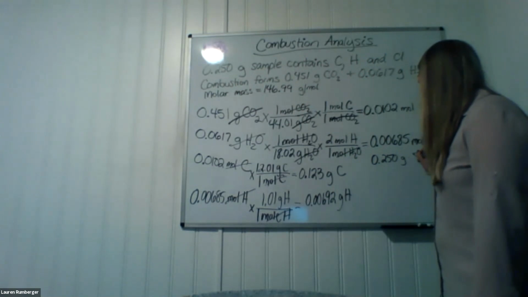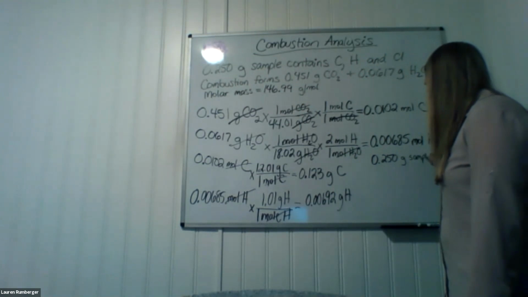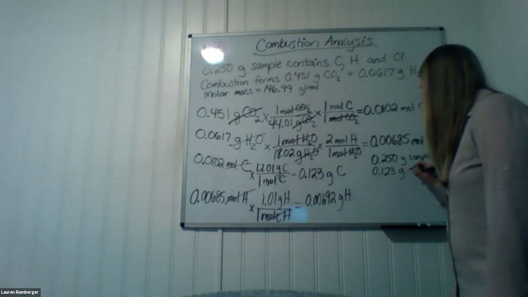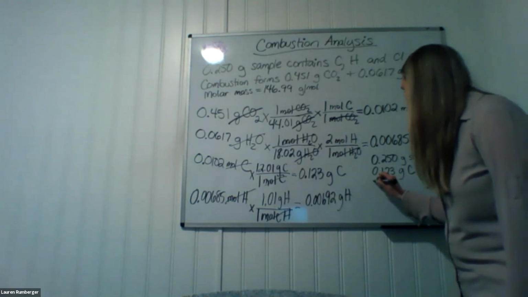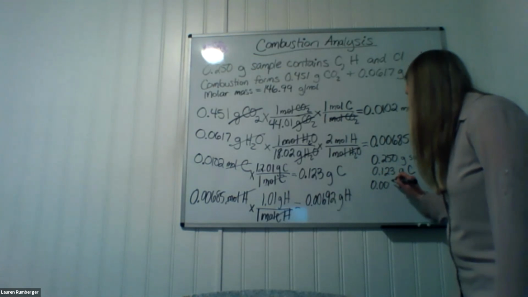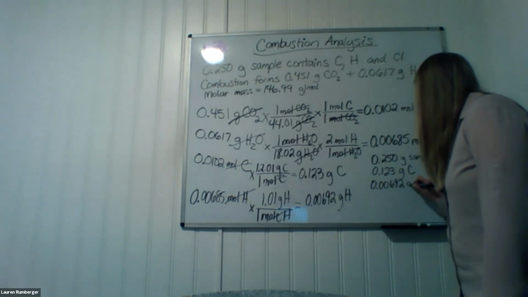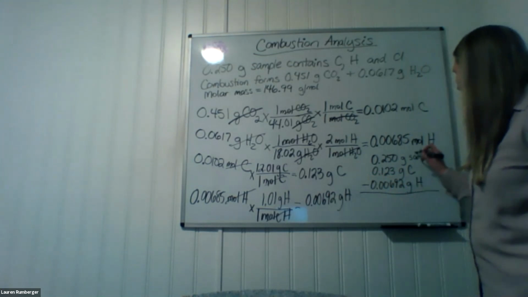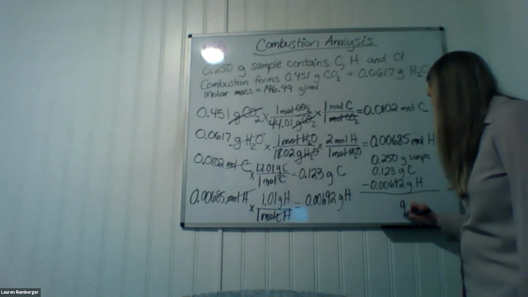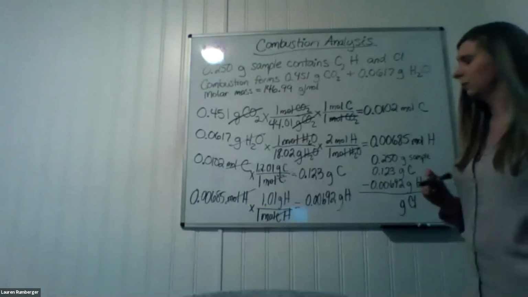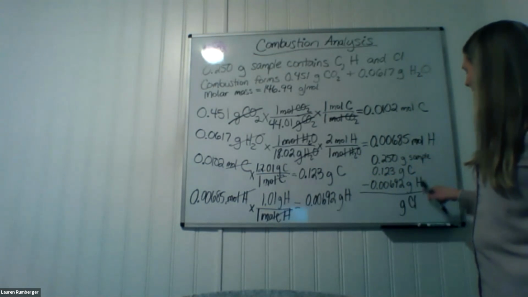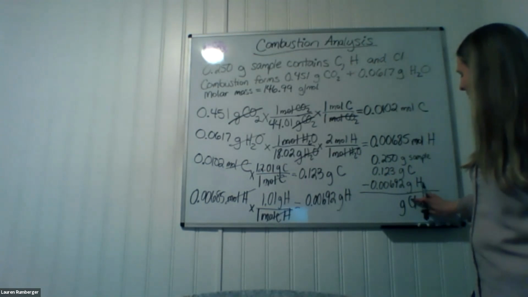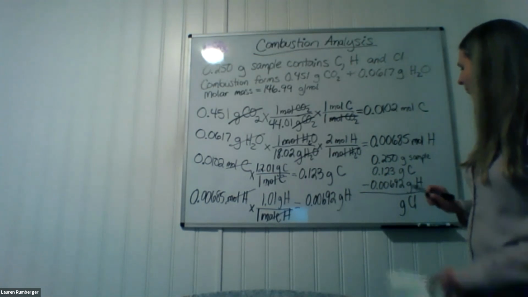0.250 grams of your sample minus 0.123 grams of your carbon minus 0.00692 grams of the hydrogen. When we subtract all this, we're going to obtain grams of the chlorine, because this is of the total. And if it's made up of carbon, hydrogen, and chlorine, then subtracting the masses will give us what chlorine is.